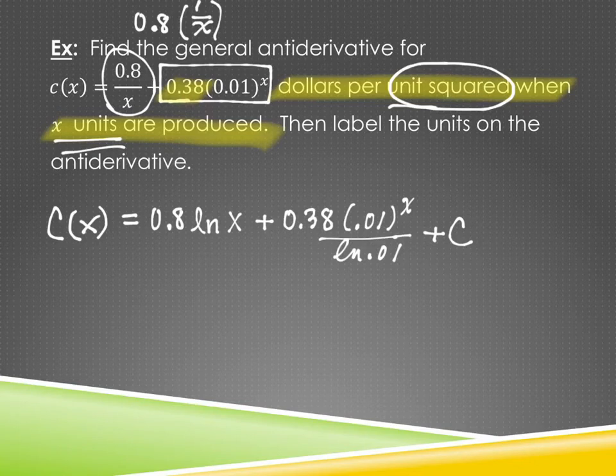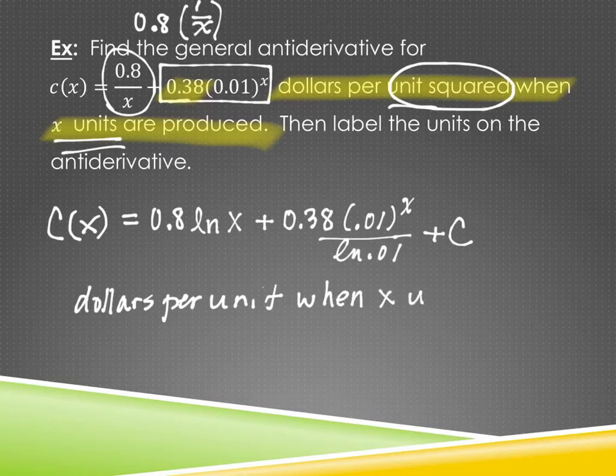So on this one, it ends up looking like dollars per unit, but not per unit squared, right? I took one of them off because per unit squared means per unit, it's there twice. So I just took one of them away. And then I will say when x units are produced.